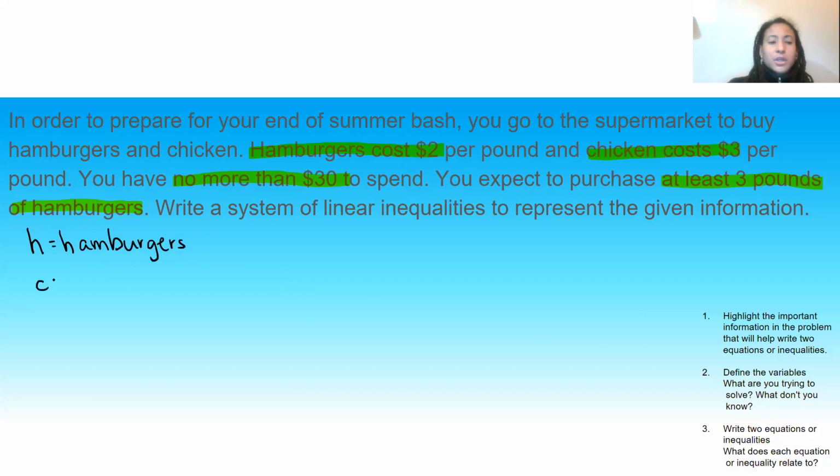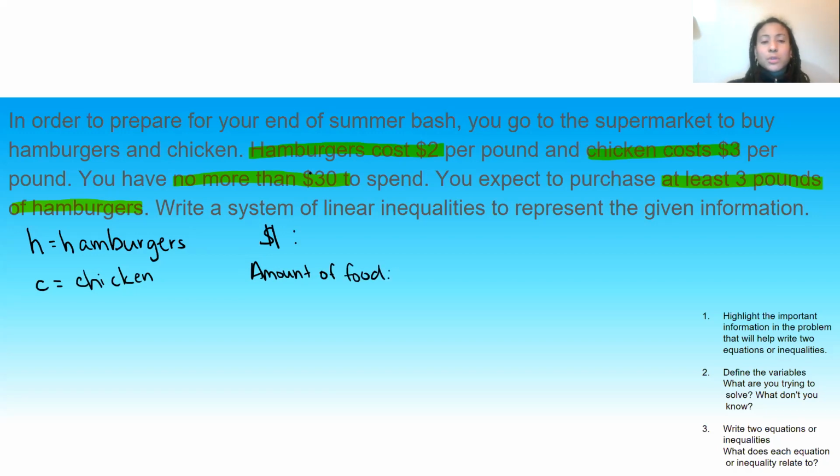And C for chicken. Okay, so what do you think our two inequalities are going to be talking about? The first inequality is going to be talking about the money, and then our second inequality is just talking about, in this case, the amount of food, okay?